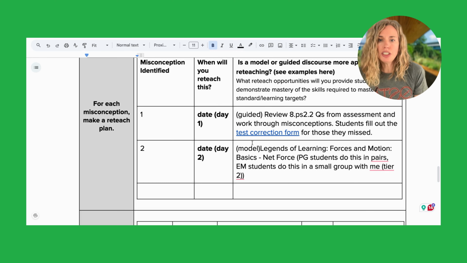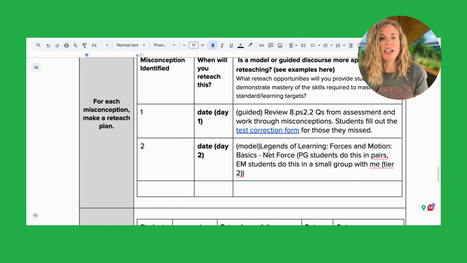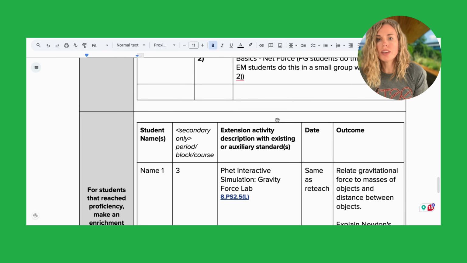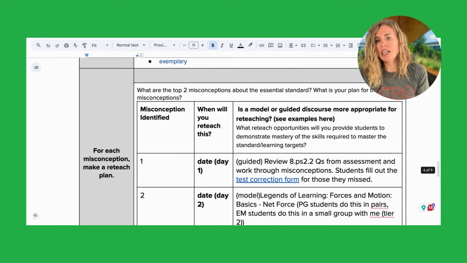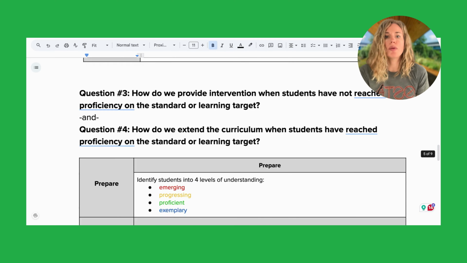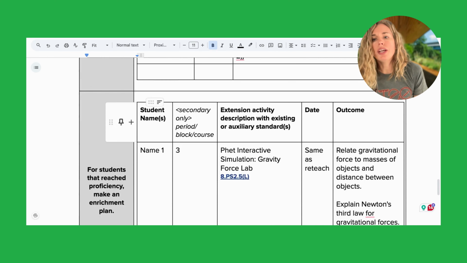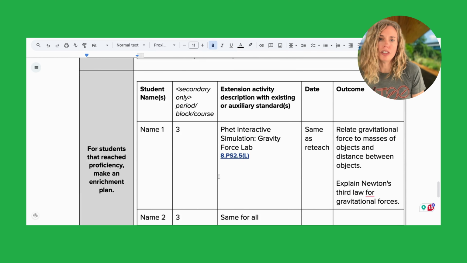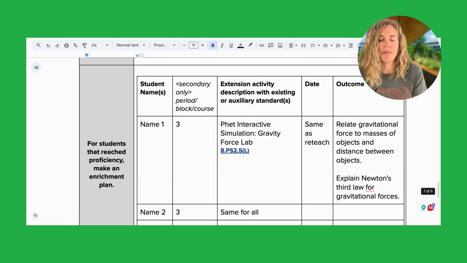Then on day 2, we are going to engage in a Legends of Learning force and motion activity that helps them understand the balance of forces in real life situations. So this was our part 3, right? How do we provide intervention when they've not reached it? And then we're going to just look at question 4, how do we extend the curriculum? For students who have reached proficiency, we're going to make a little enrichment plan.